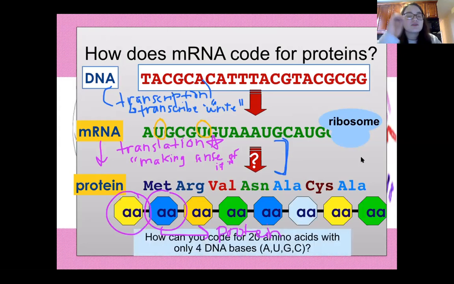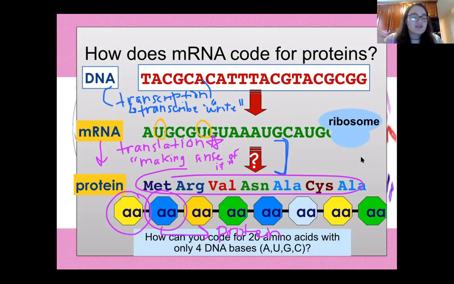But one question that we're trying to figure out is how can we code for 20 amino acids when we only have 4 DNA bases? These are our amino acid sequences right here. There are a lot of them, 20, and yet we only have A's, T's, C's, and G's. So we're trying to figure out how those 4 letters create proteins.